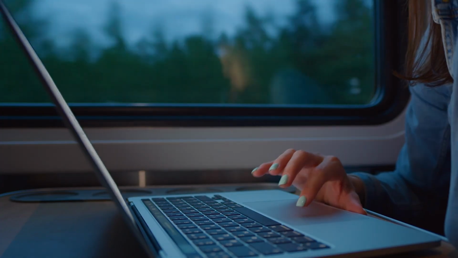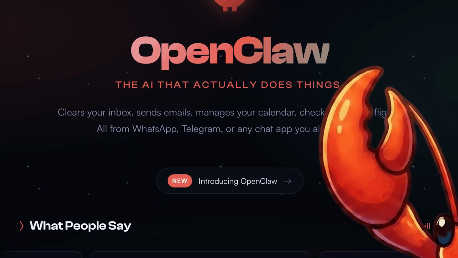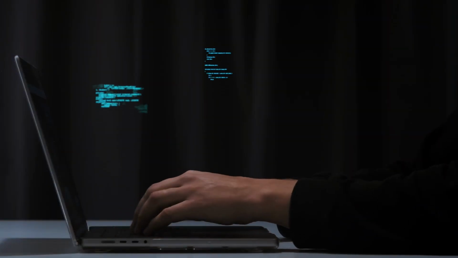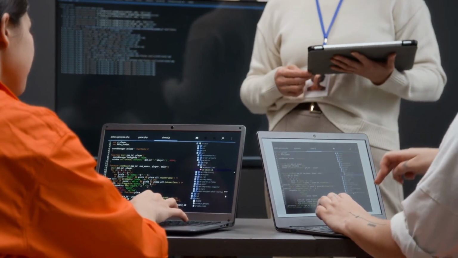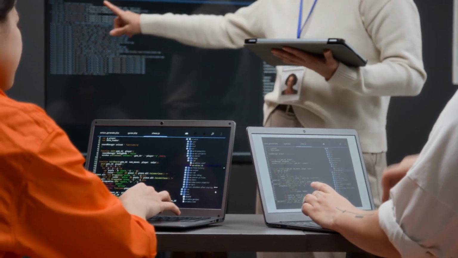So in this video, I'm going to break down exactly what OpenClaw is, how it actually works in practice, and why it's becoming such a game changer in the AI space. By the end of this, you'll understand not just the technical mechanics, but also why this approach is solving problems that traditional AI systems simply can't handle.